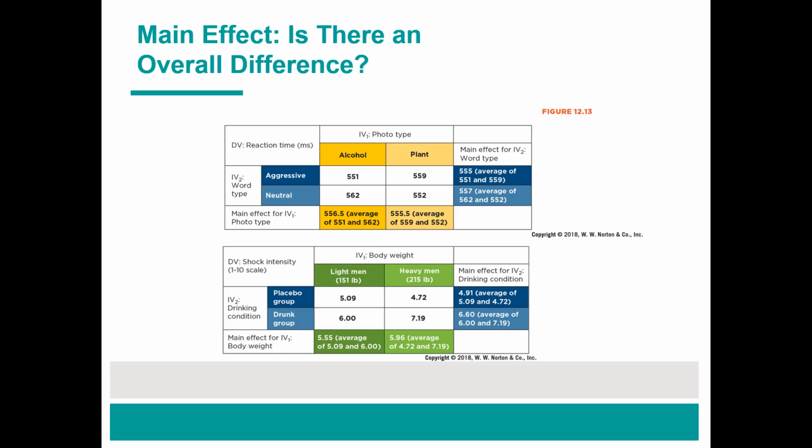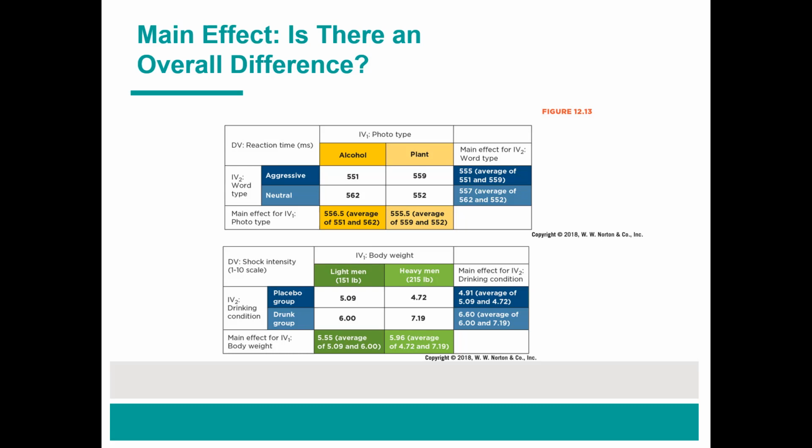To determine if there's a main effect for photo type, you would compute reaction time after seeing the alcohol photos averaged over word type, and reaction time after seeing plant photos averaged over word type. These averages are presented at the bottom in yellow. Again, there is not much difference between the 2 means, 556.5 for the alcohol photos and 555.5 for the plant photo. So, there is no main effect of photo type either.